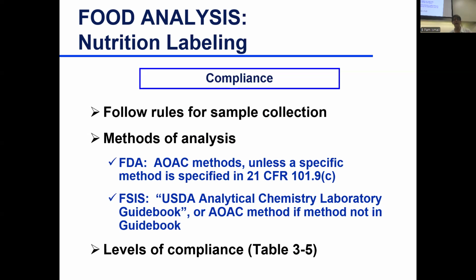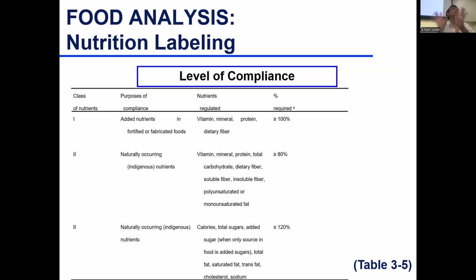And then the methods of analysis need to be official methods of analysis. So depending on the product or the sample, we do either AOAC or AOCS or any other method specified in the Code of Federal Regulations. And then there is a level of compliance. So if you get audited, you have to be careful of this. Now this, I'm not kidding, you really need to know, okay? It's not hard to remember.